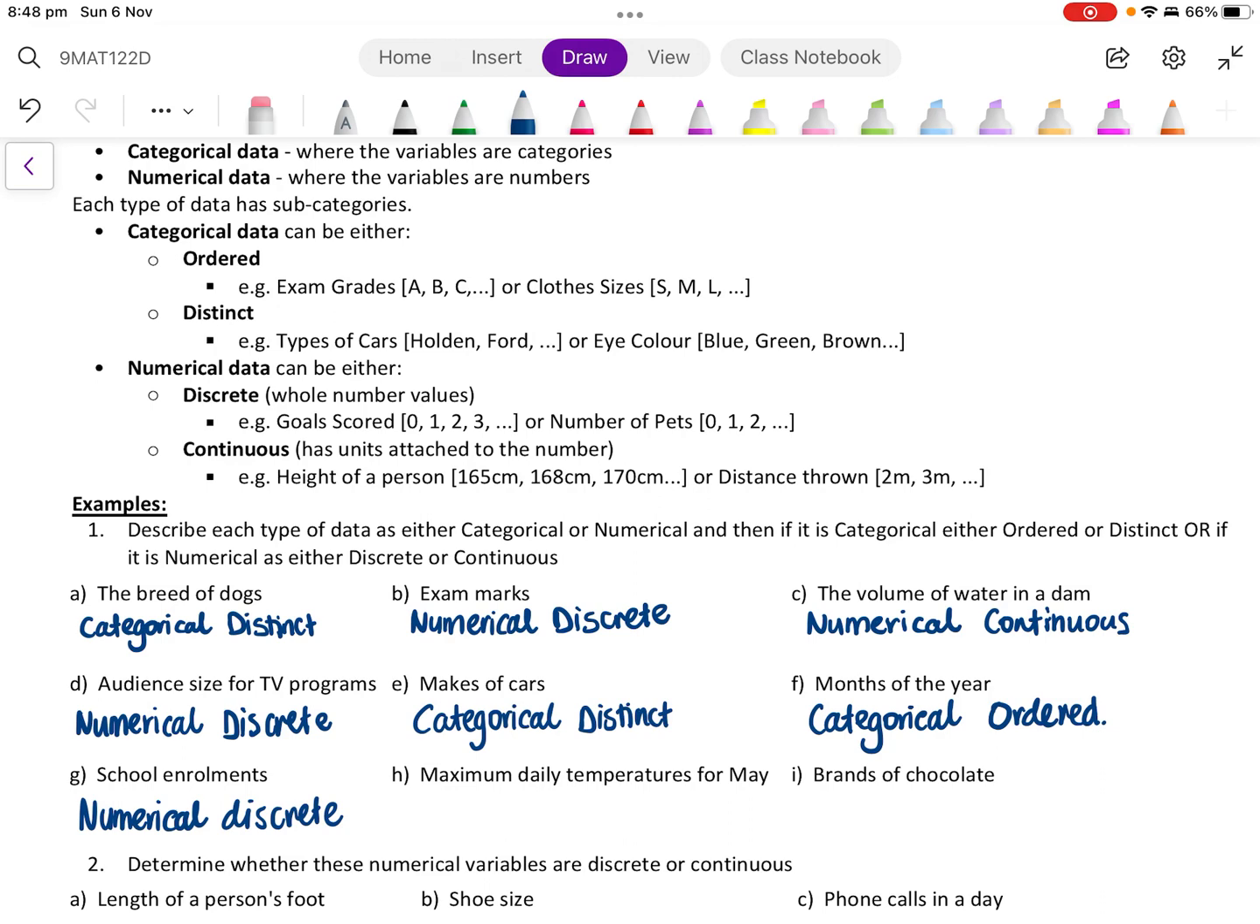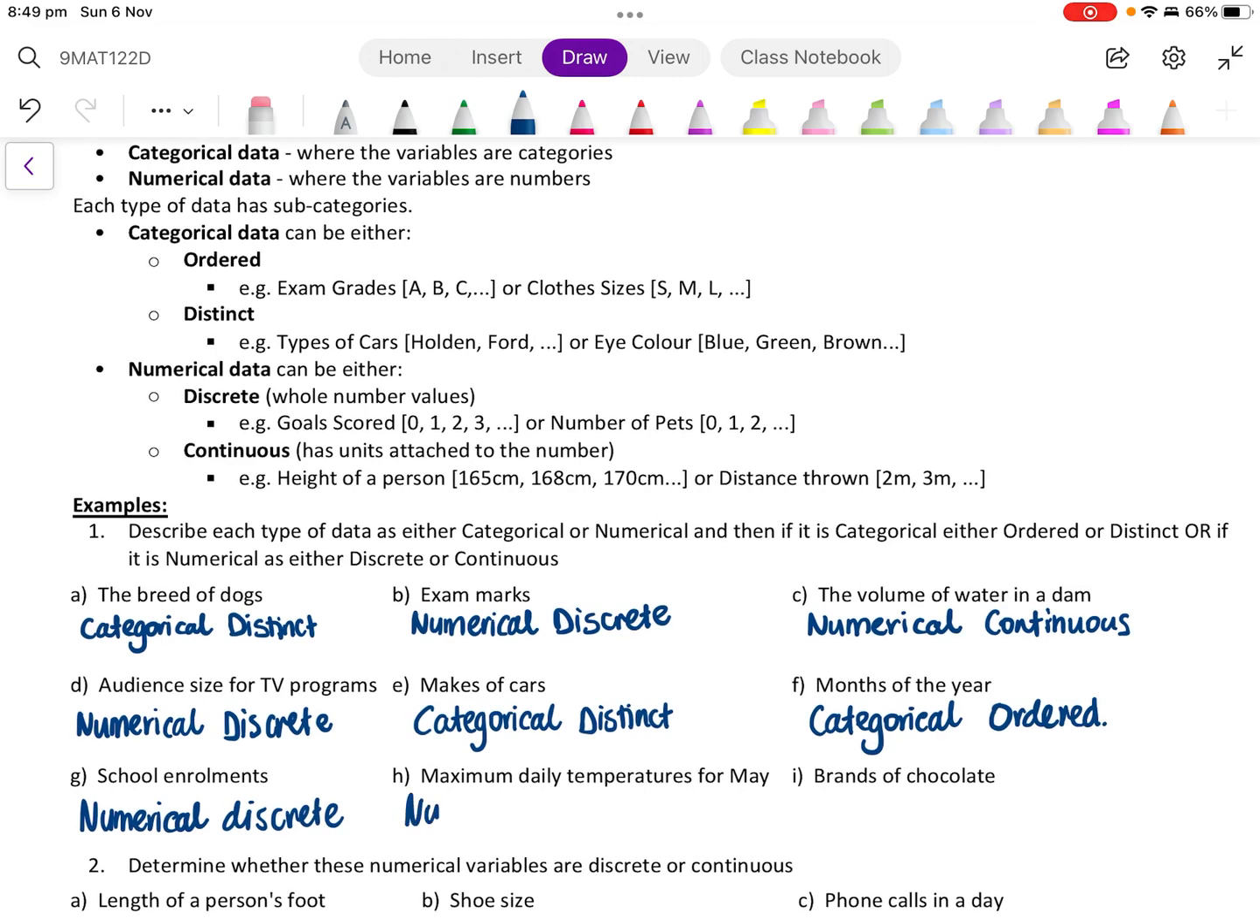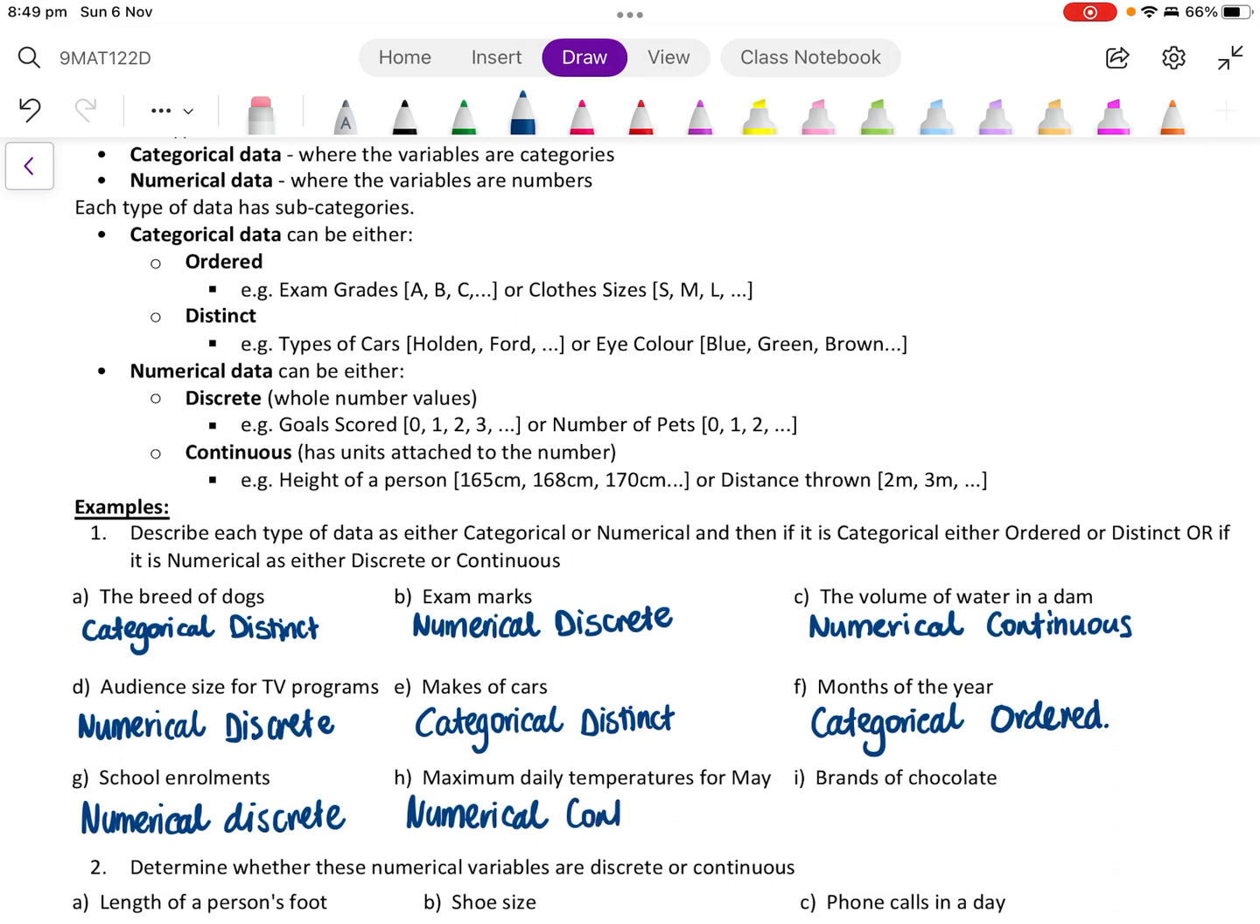Now, the maximum daily temperatures for May. Temperature we measure as numbers, so it will be numerical. And then it will be continuous because we have that our temperature is on a scale and has units attached to it. Lucky last, the brand of chocolate. So chocolate brands are categorical data. And we don't have any order to categorical data, to brands of chocolate, sorry. So that means it's categorical distinct.